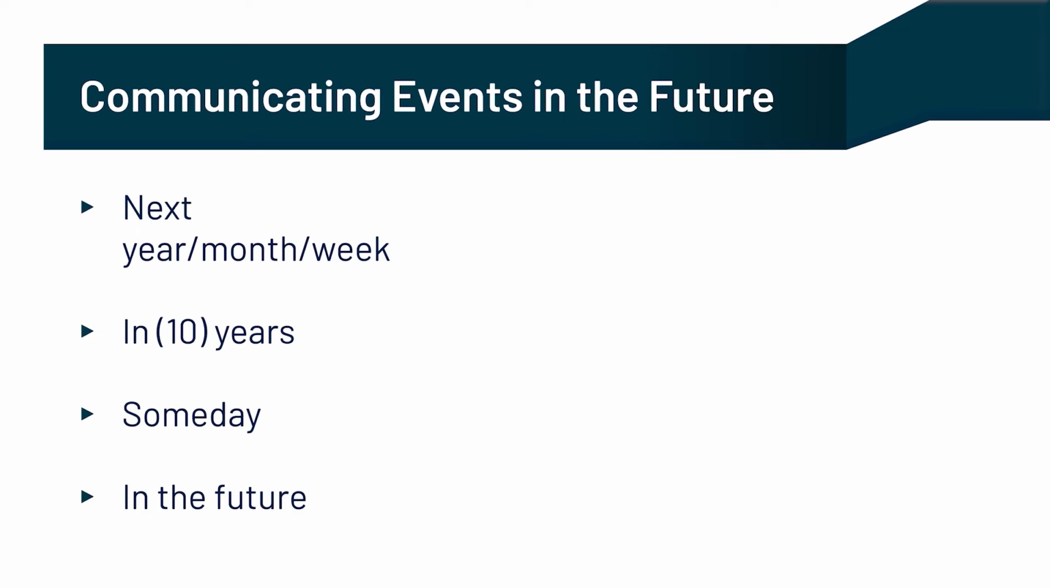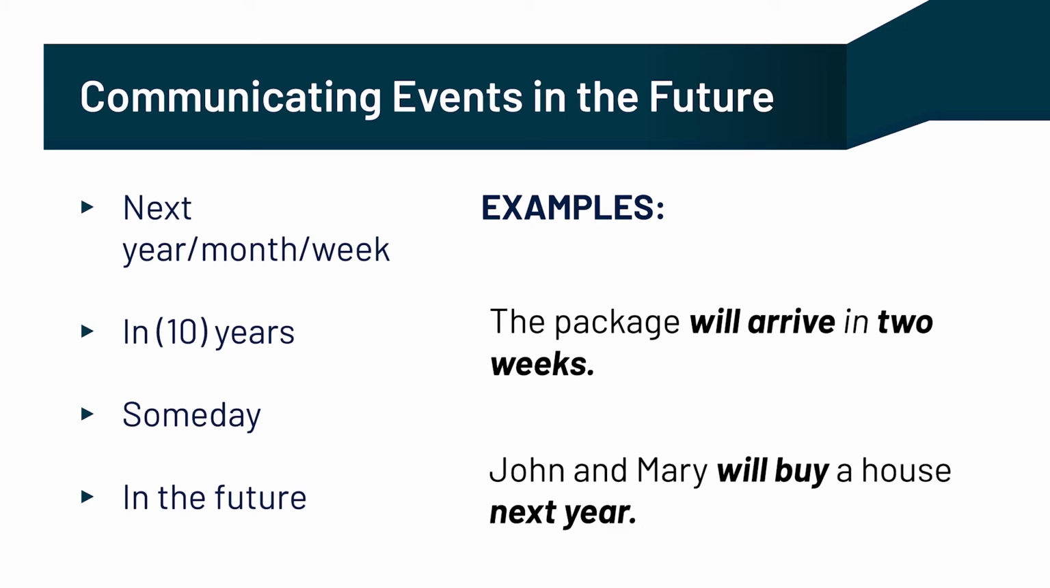Words and expressions that signal you are describing events in the future tense include next year, next month, next week, in 10 years, someday, and in the future. Look at these examples. The package will arrive in 2 weeks. John and Mary will buy a house next year.